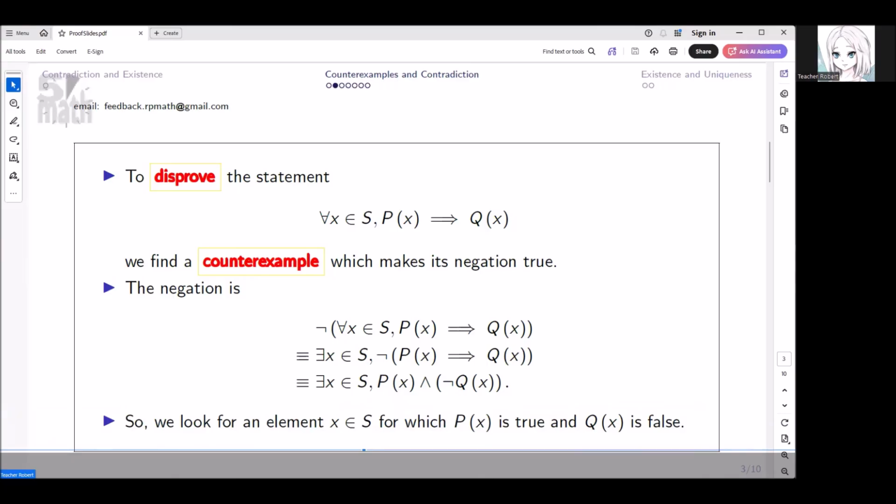So we look for an element x in S for which P of x is true and Q of x is false.